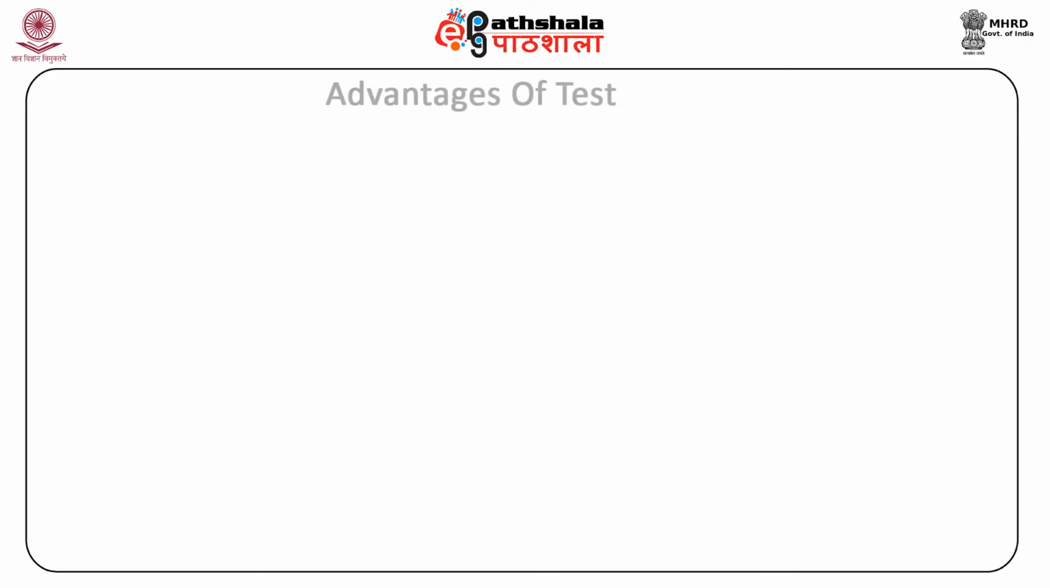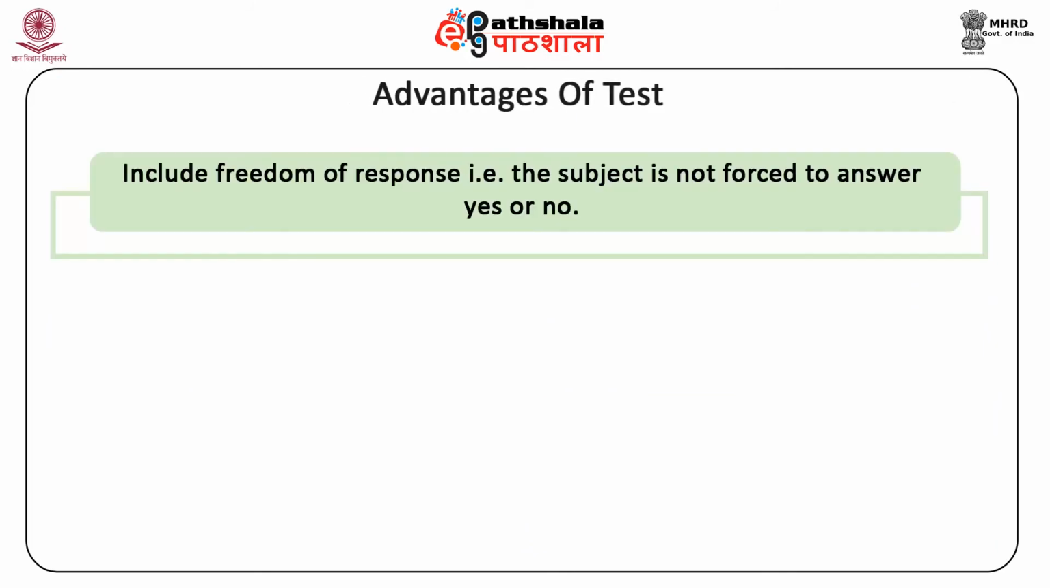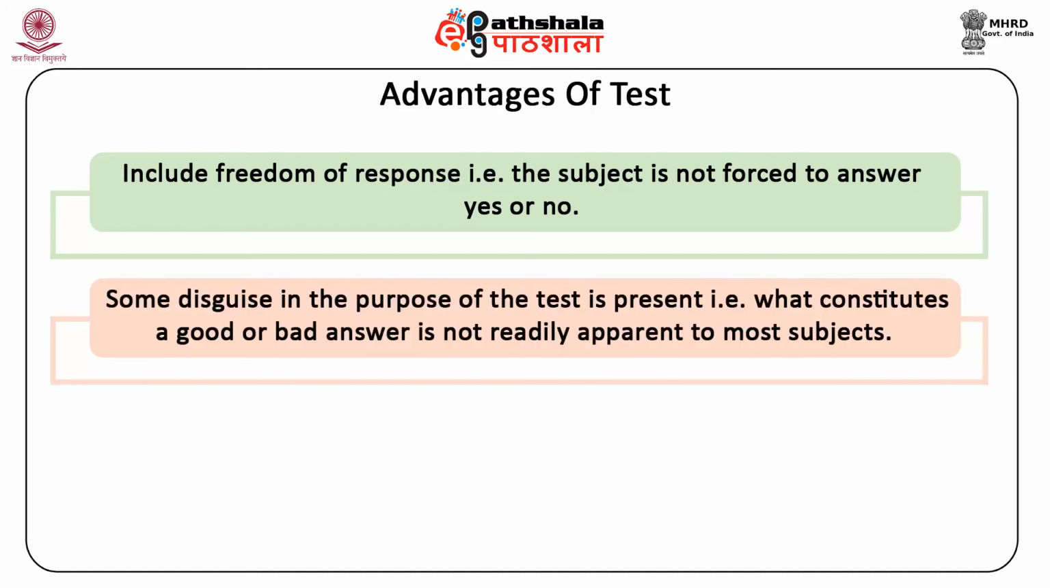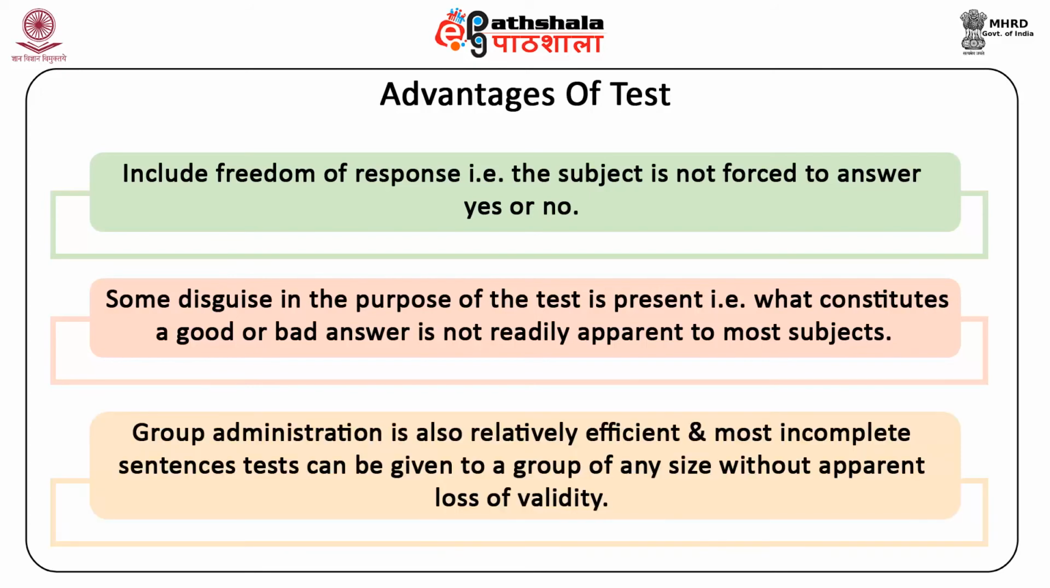The advantages of this test include freedom of response, that is, the subject is not forced to answer yes or no to the examiner's question. Some disguise in the purpose of the test is present. That is, although the subject may be aware of general intent, what constitutes a good or bad answer is not readily apparent to most subjects. Group administration is also relatively efficient, and most incomplete sentences tests can be given to a group of any size without apparent loss of validity.